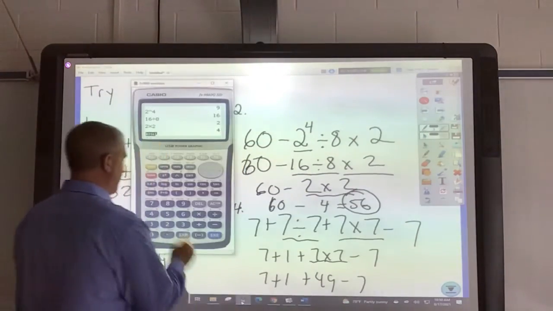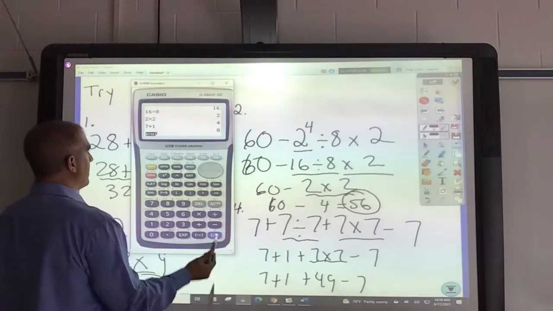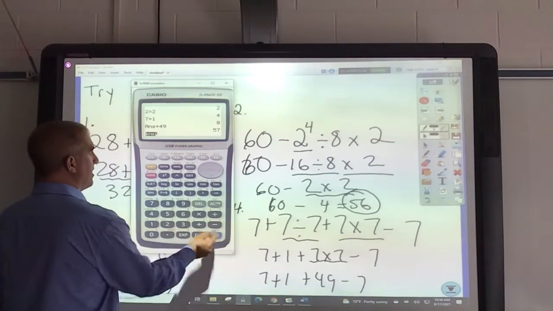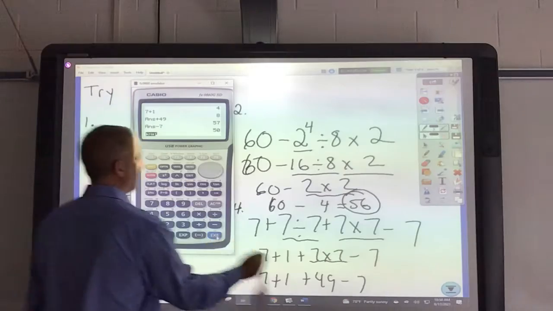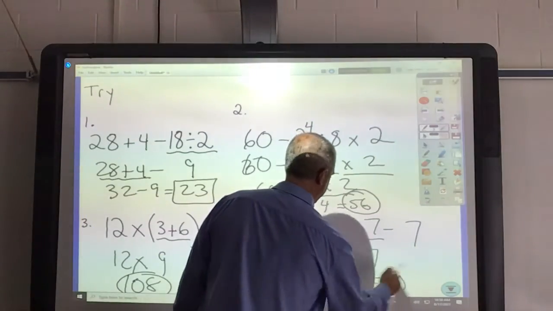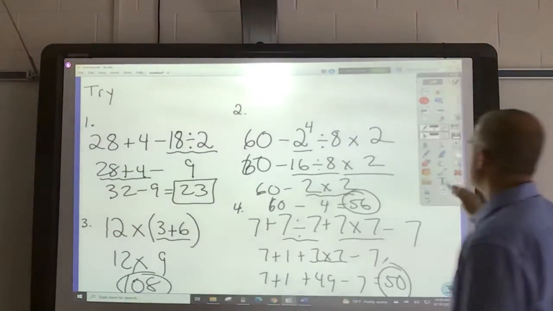So now I'm just going to work left to right. 7 plus 1 is 8, plus 49 is 57, minus 7 is 6. Okay, all right.